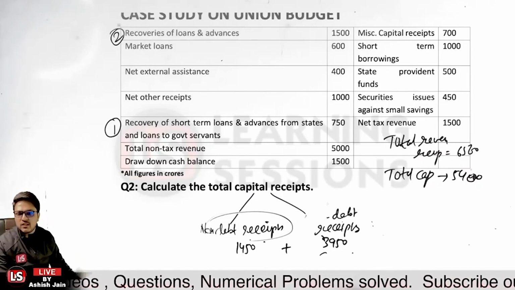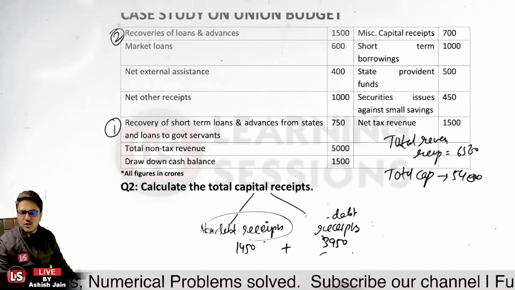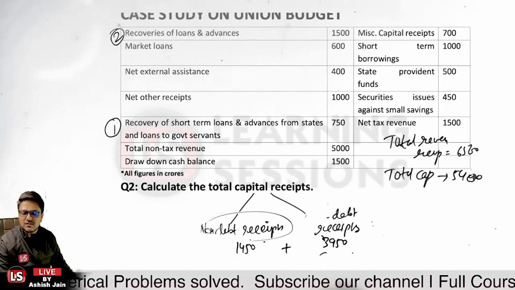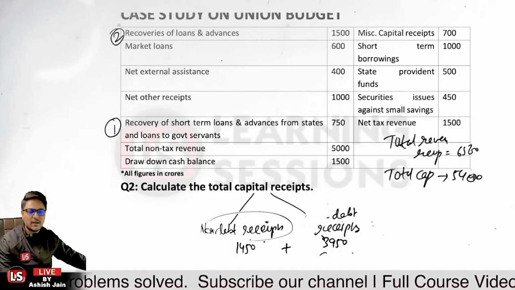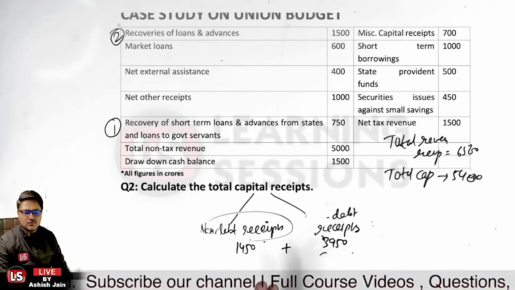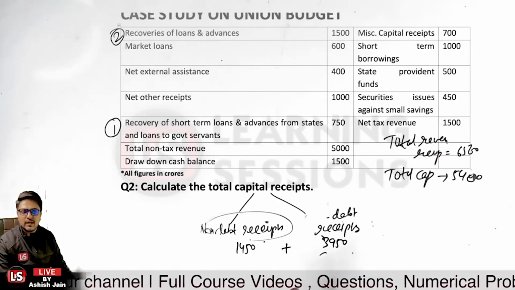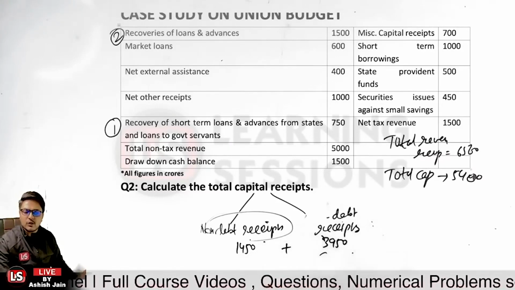So kindly let me know what is the issue related to it. Kindly please let me know what is the issue related to the lecture itself if you are unable to understand, so that I could repeat it again. I simply told you that capital receipt has two components. One is related to the debt receipts, and the other is related to non-debt receipts.